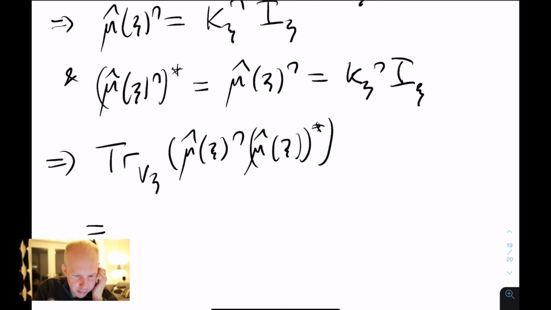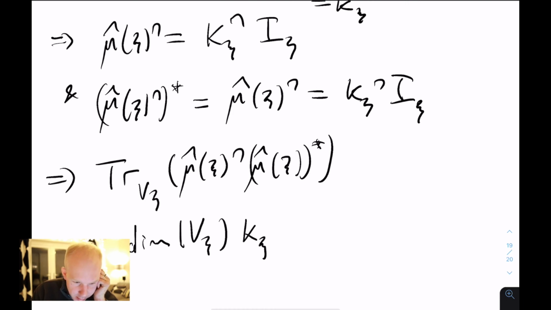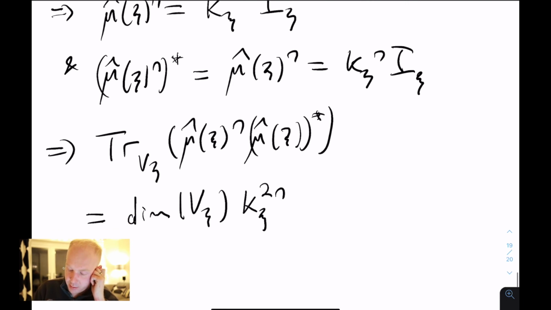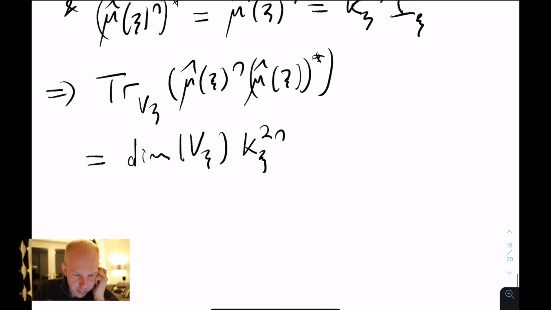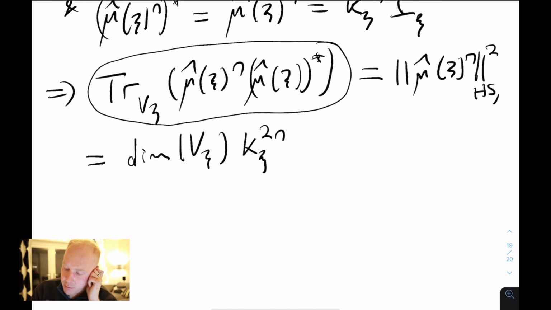Actually, coming completely out, this is equal to the dimension of the vector space V psi times kappa to the power 2n, as the trace. If you remember, this expression was equal to the squared Hilbert-Schmidt norm of mu to the n at psi. That was the expression we wanted to compute in the end anyway. So that's where we are now.